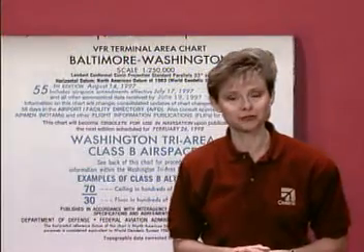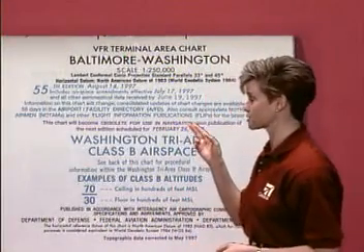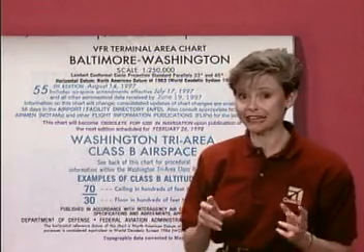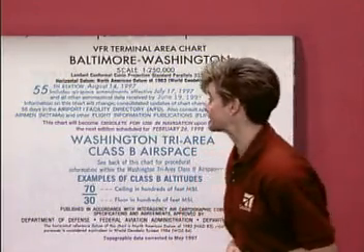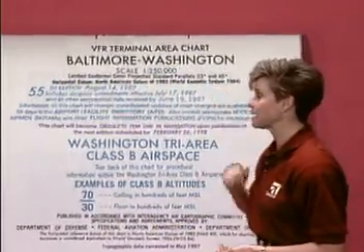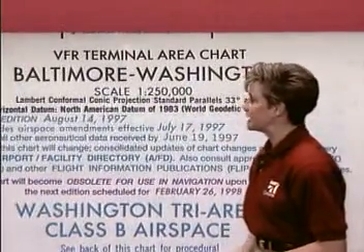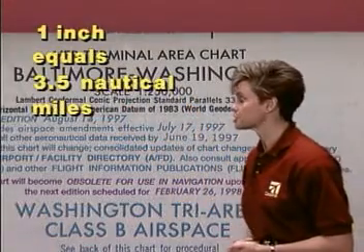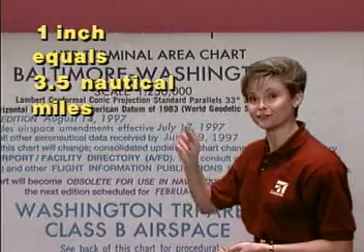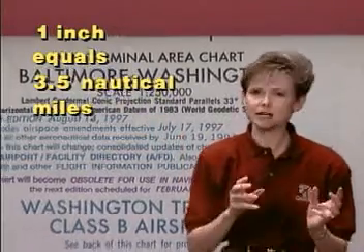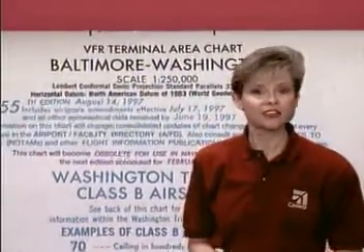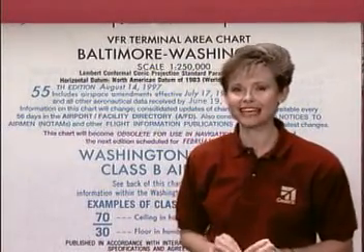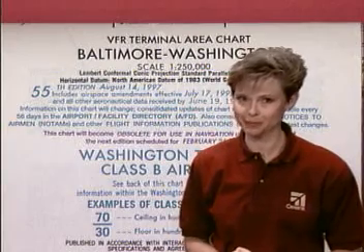Another chart you may use is the Terminal Area Chart. These are used around the country's busiest airports, which are surrounded by Class B airspace, like this one for Baltimore, Washington. The scale on this chart is 1 to 250,000, or 1 inch equals about 3.5 nautical miles. So it has much more detail than the sectional. This detail allows you to better locate the ground reference points and know your exact position.